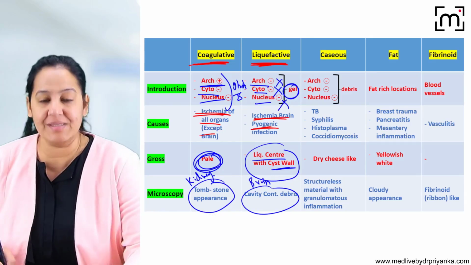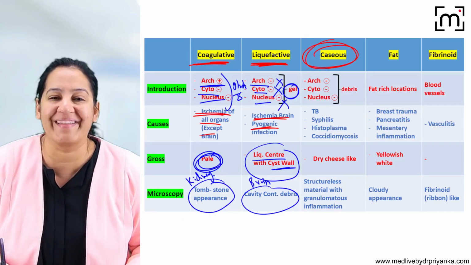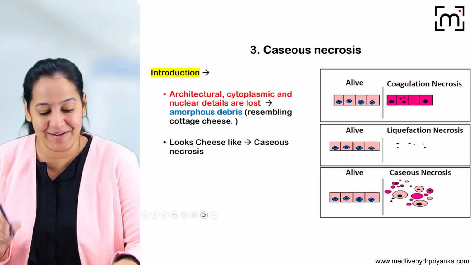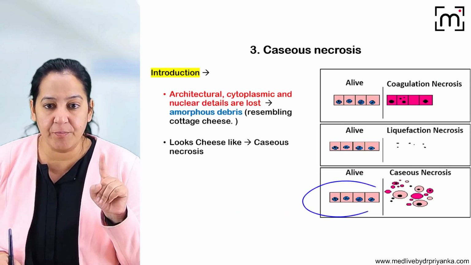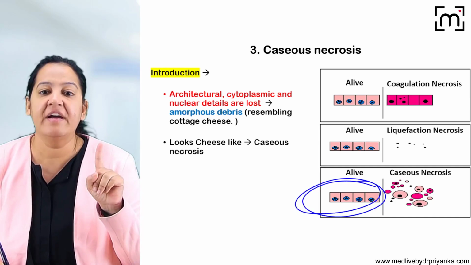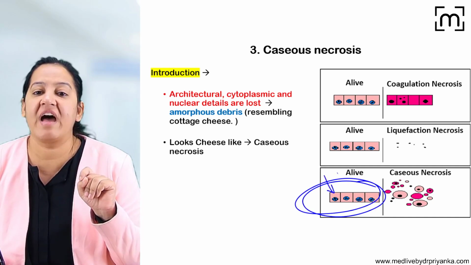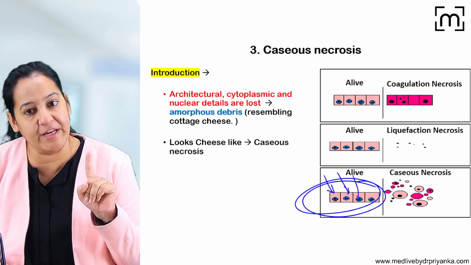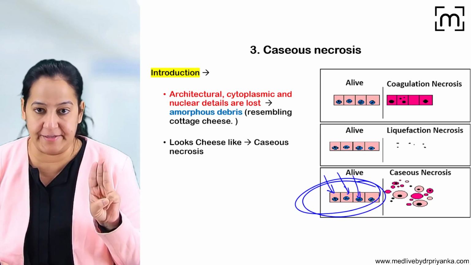Now coming to the next necrosis, the third one, caseous necrosis. So see here, what is happening? Here, this is a group of live cells. You can appreciate three details. What are the three details we are having? We are having architectural detail, cytoplasmic detail, and nuclear detail. All three details are there.